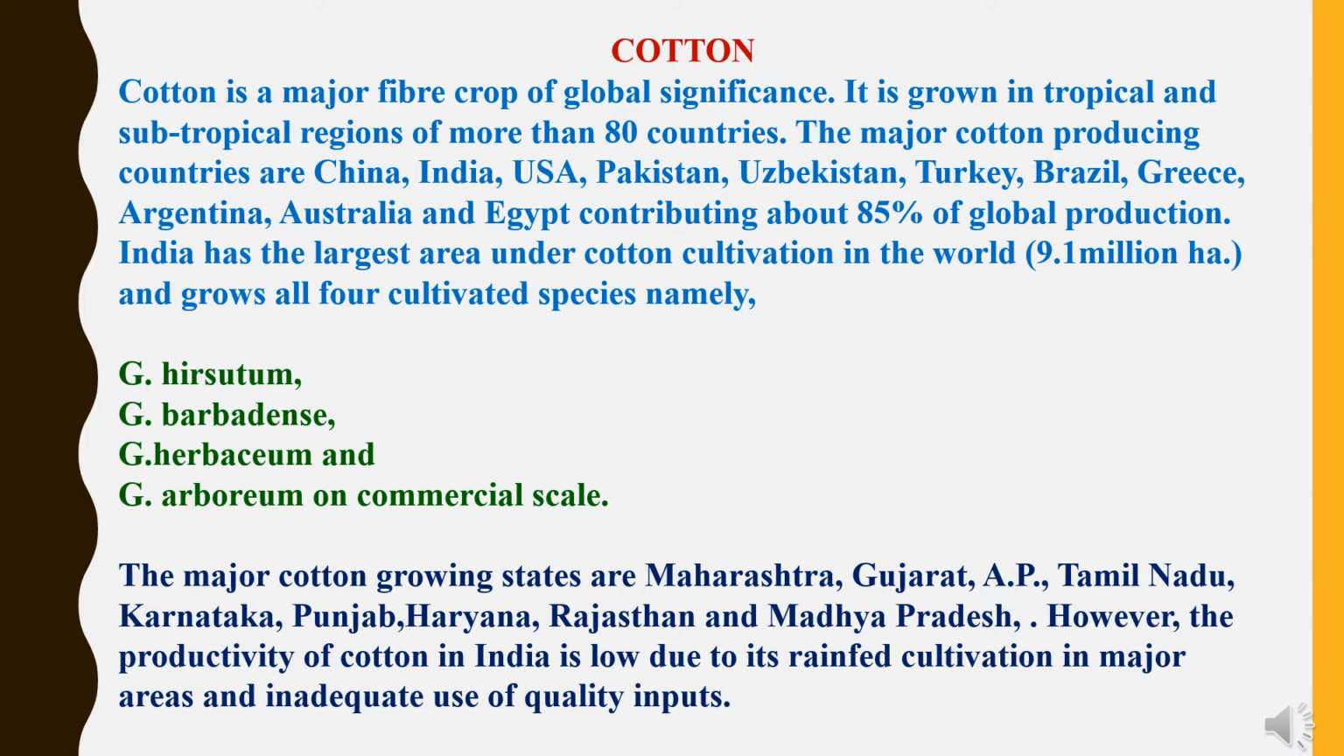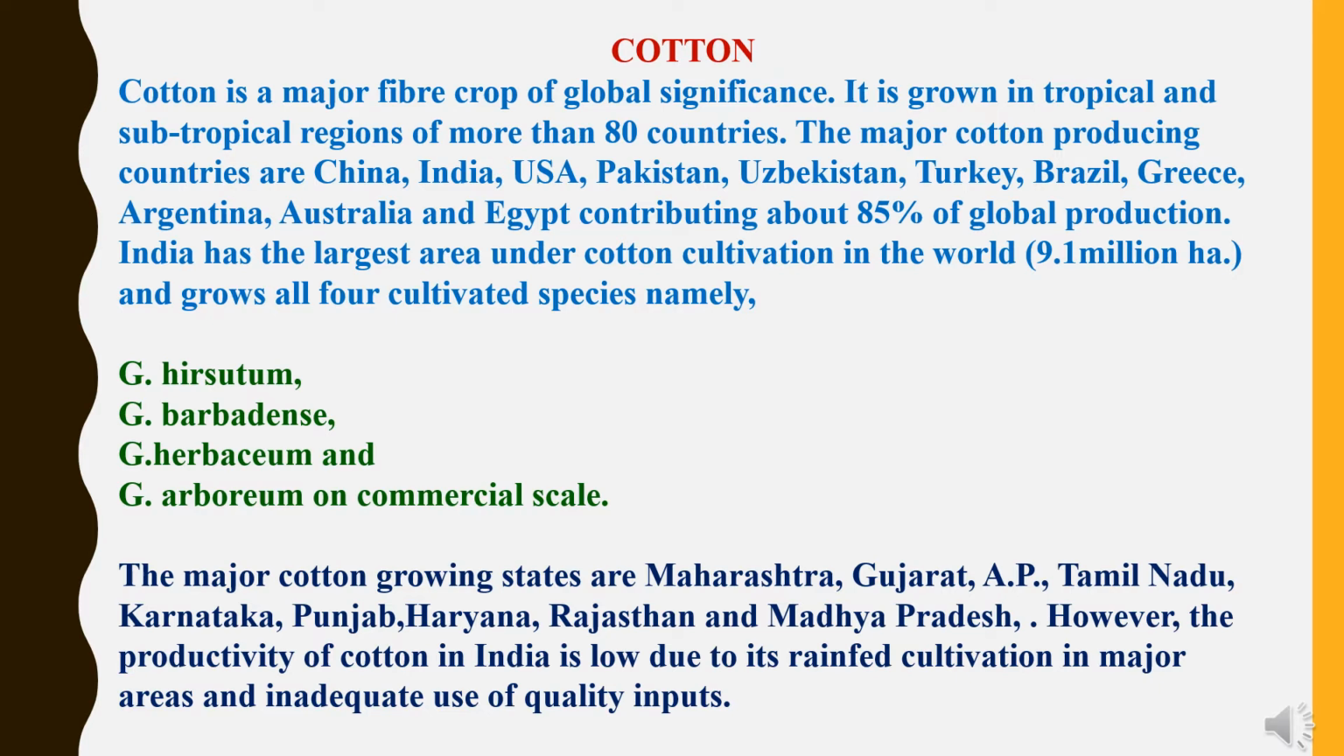India has the largest area under cotton cultivation in the world, approximately 9.1 million hectares, and grows all four cultivated species of cotton, Gossypium hirsutum, Gossypium barbadense, Gossypium herbaceum and Gossypium arboreum, on a commercial scale. Related to hybrid seed production, generally Gossypium hirsutum and Gossypium barbadense are used.